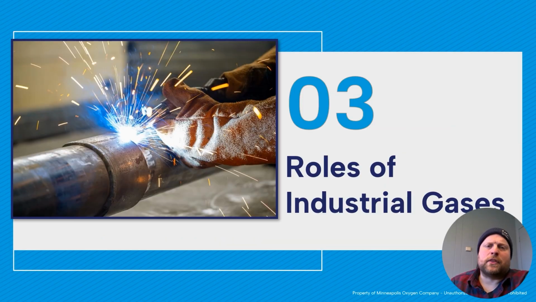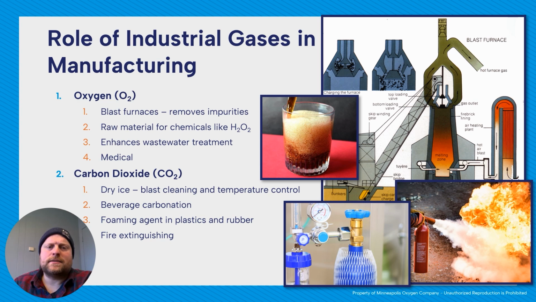All right, some of the roles of industrial gases. If we look at outside of welding, so this is in manufacturing, where we have a lot of customers who aren't using our gas for welding specifically. They're using it for other things. So you look at oxygen. It's used in blast furnaces. A blast furnace creates steel using superheated air. So that oxygen helps to remove the impurities when you're using a blast furnace and creating steel.